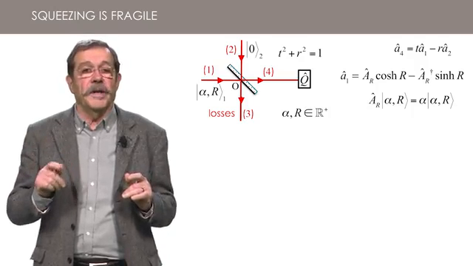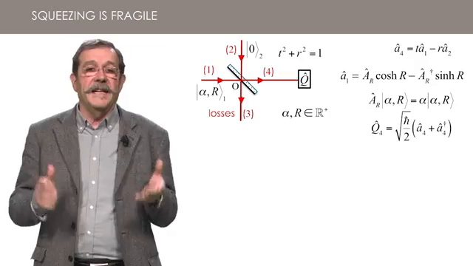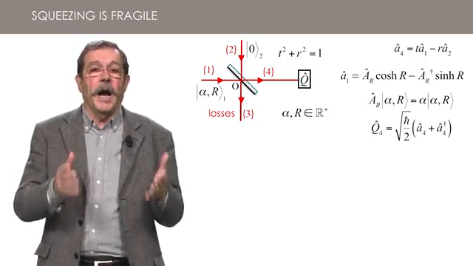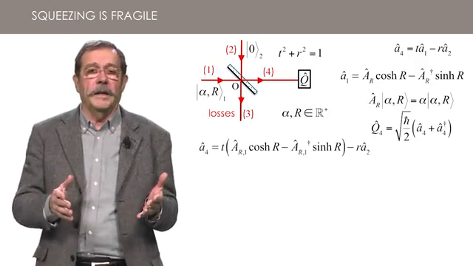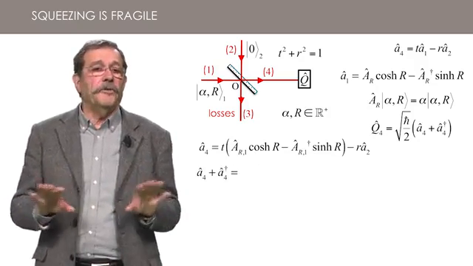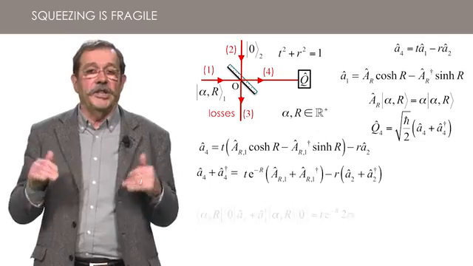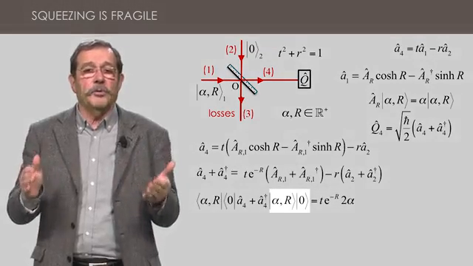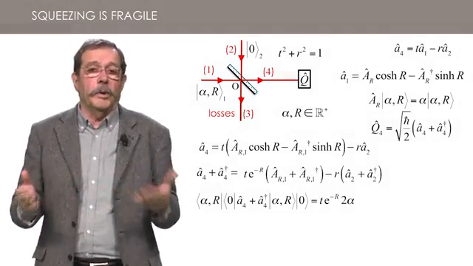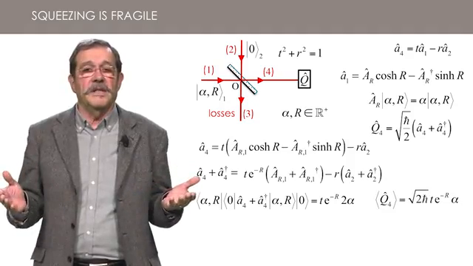To understand the point I want to make, you must now calculate the average value of Q4 and its standard deviation. You must first express A4 as a function of A_r and A_r dagger in channel 1 and calculate A4 plus A4 dagger. After a few lines of algebra, you will obtain that simple expression. Taking the average in |α, r⟩ times vacuum is trivial, and the result is what could be expected. The average value of the Q quadrature is reduced by the factor T compared to its value without losses.